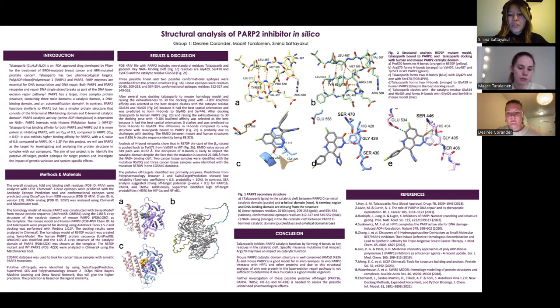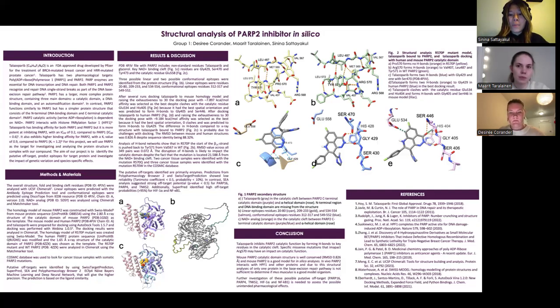PARP1 has a larger and more complex protein structure compared to PARP2, which has a smaller and less complex structure consisting of primary DNA binding and catalytic domains. PARP2 catalytic activity depends on NAD+.